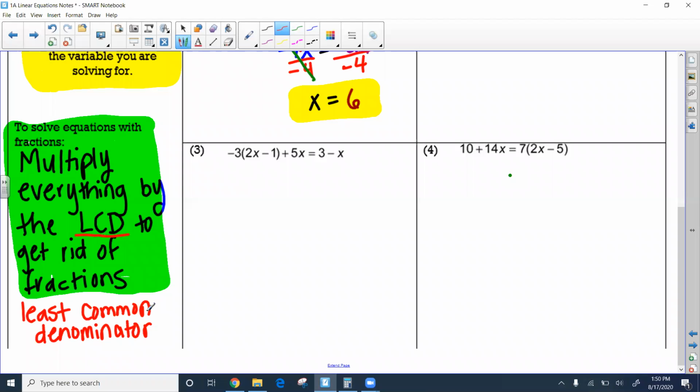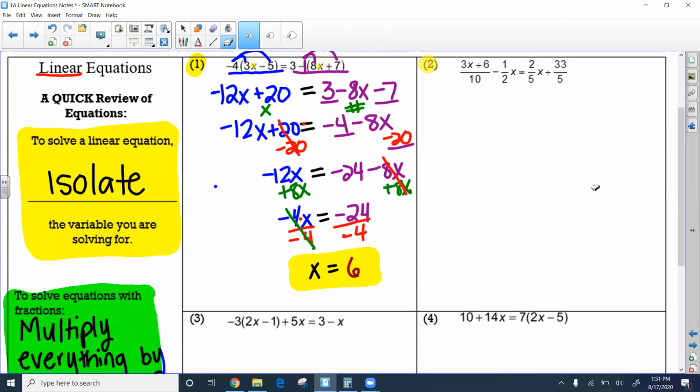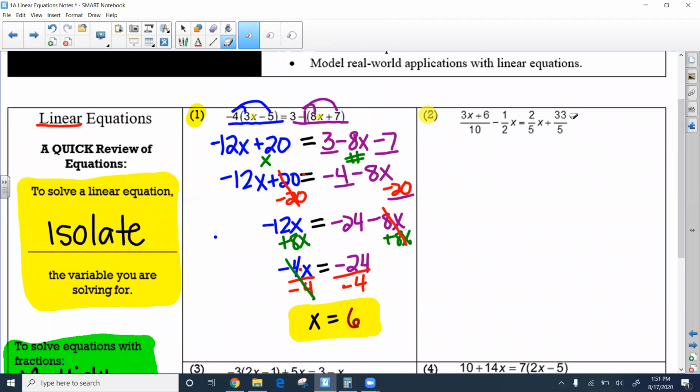To solve equations with fractions, multiply everything by the LCD to get rid of fractions, and LCD is least common denominator. So let's do example 2. All right, so here's our example we are looking at.